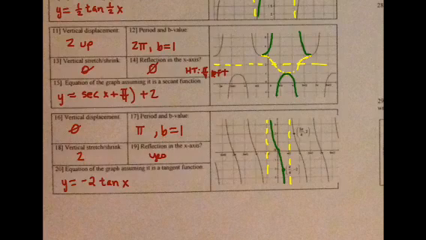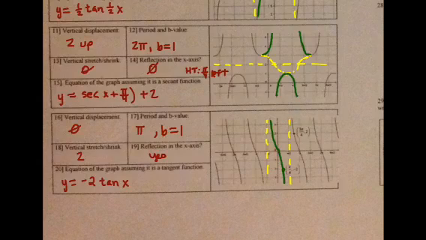Vertical stretch by a factor of 2. And how do you know that? Because they labeled the point, so here's this one. Pi over 4 and negative 2. And then reflection, yes, because tangent normally goes like this.